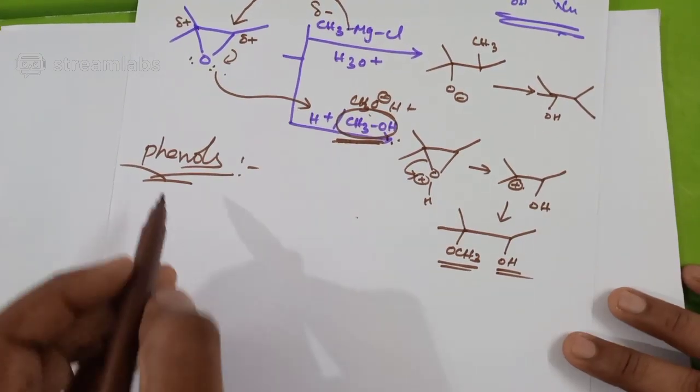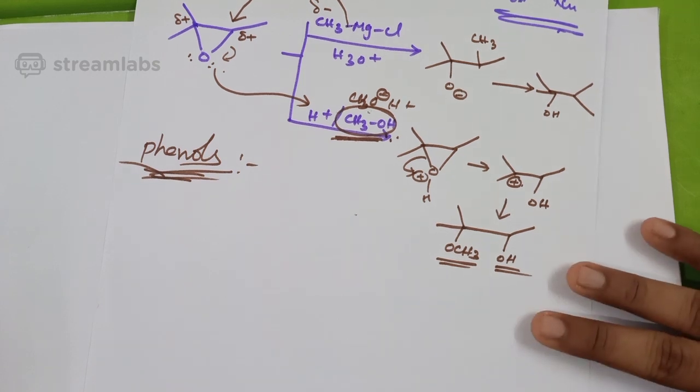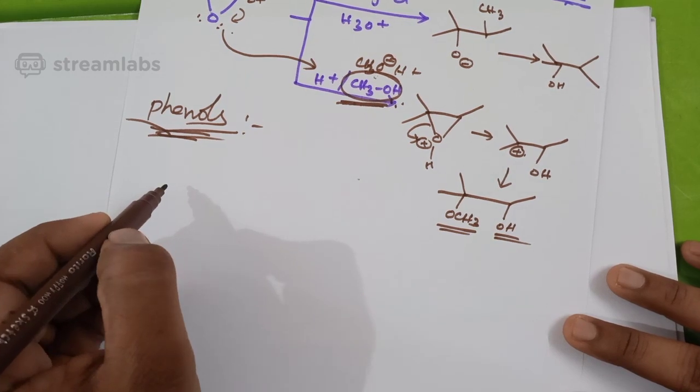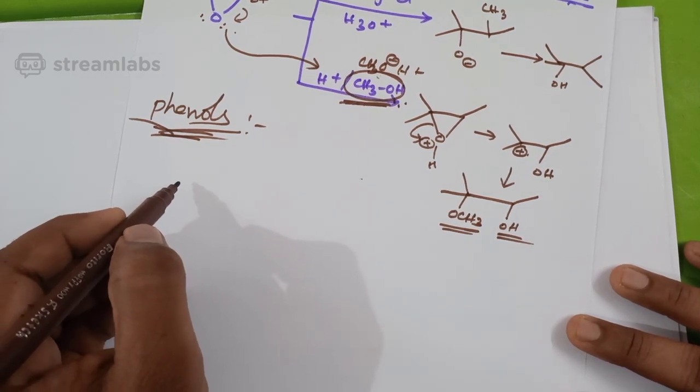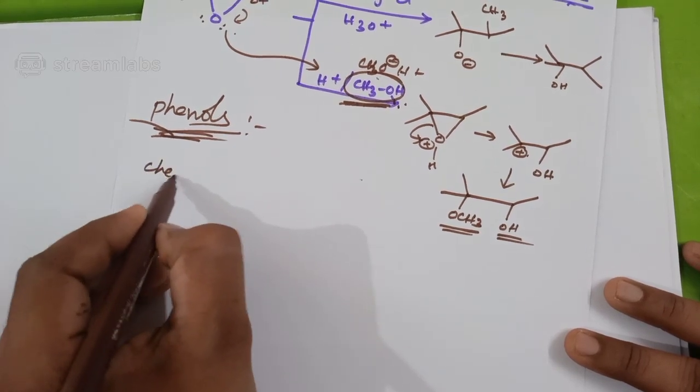Okay, fine. Now we are discussing phenol. The first point, the preparations you can usually study from the books, you can understand, not focusing on that part. Mainly the chemical properties are very important for phenols. And by using benzene diazonium chloride, you know, that part you can easily understand. So I am discussing chemical properties.